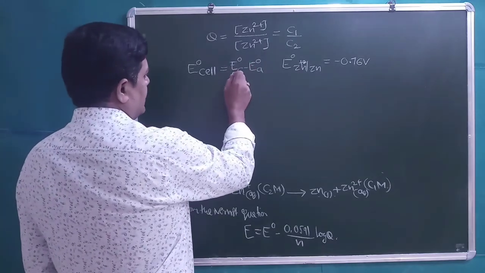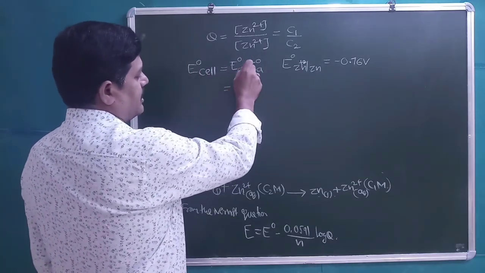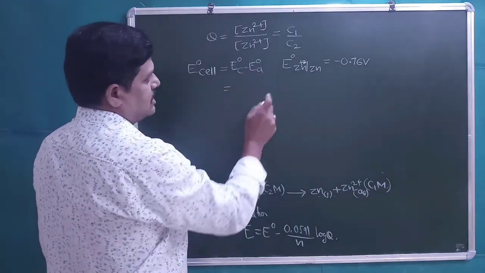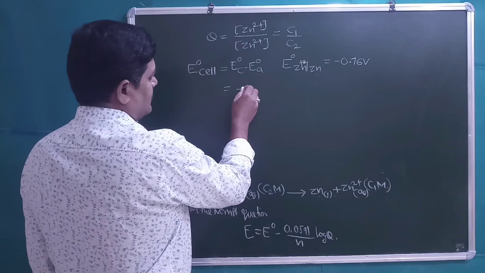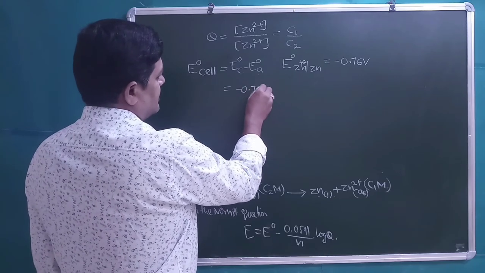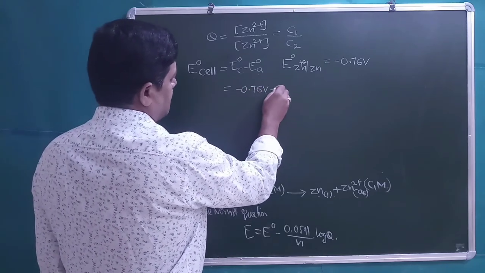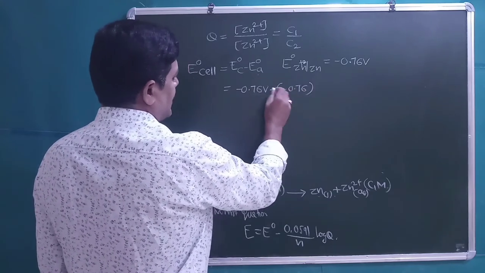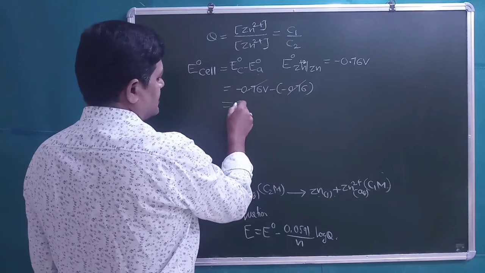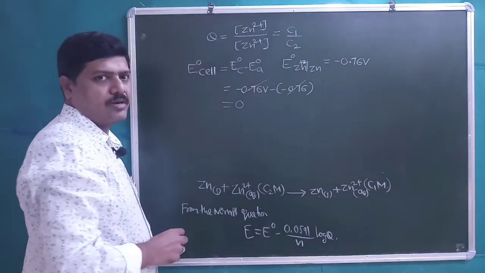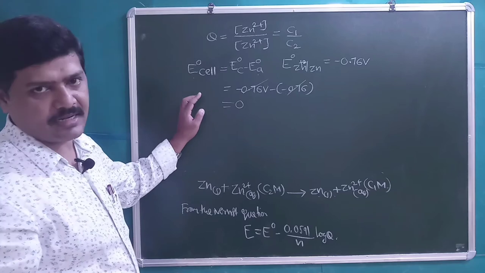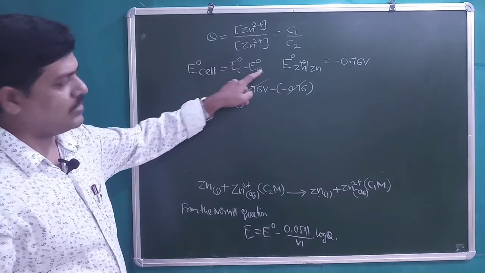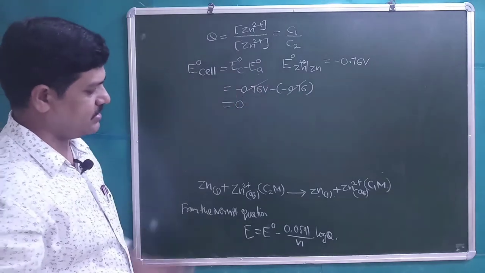In this formula, E naught cell is equal to E naught cathode minus E naught anode. Both the electrode potentials are reduction potentials only. Let us substitute this value. Minus 0.76 minus of minus 0.76, which is plus 0.76. Both will get cancelled, we will get E naught cell is equal to 0. For any concentration cell, E naught cell is equal to 0 because cathode and anode are made up of the same material. That's why, right?